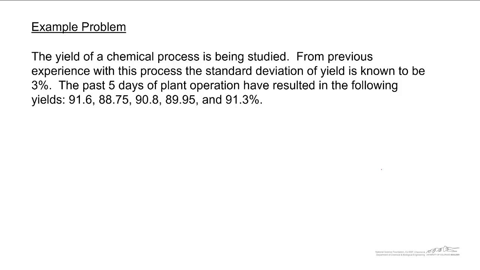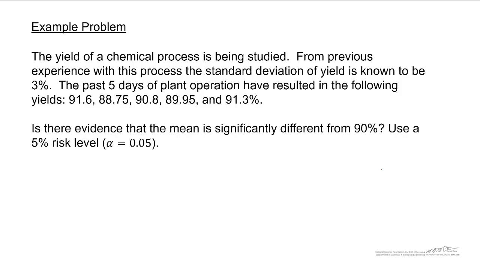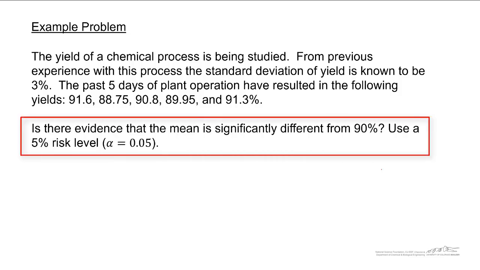The yield of a chemical process is being studied. We know from previous experience that the standard deviation is known to be 3%. The past 5 days of plant operation have resulted in the following yields. Perhaps you are a quality control engineer with the company and you just want to do routine testing to make sure that you are not varying too much from 90%. Is there evidence that the mean is significantly different from 90%? Use a risk level of 5%.